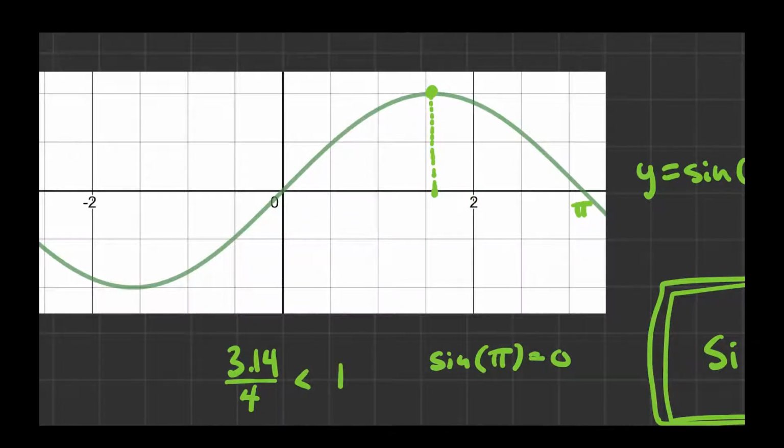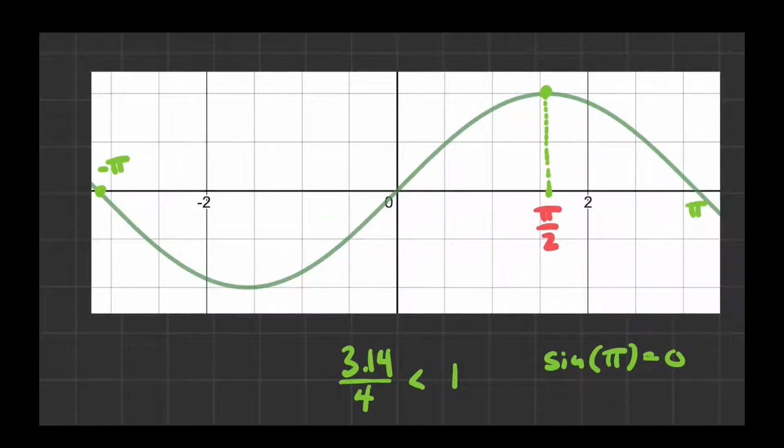Yeah, it'd be pi over 2. Pi over 2. And then this over here, which value would this be? Right at that peak? I shouldn't actually do it right on the line. It's a little bit to the left. Yeah, it'd be negative pi over 2.